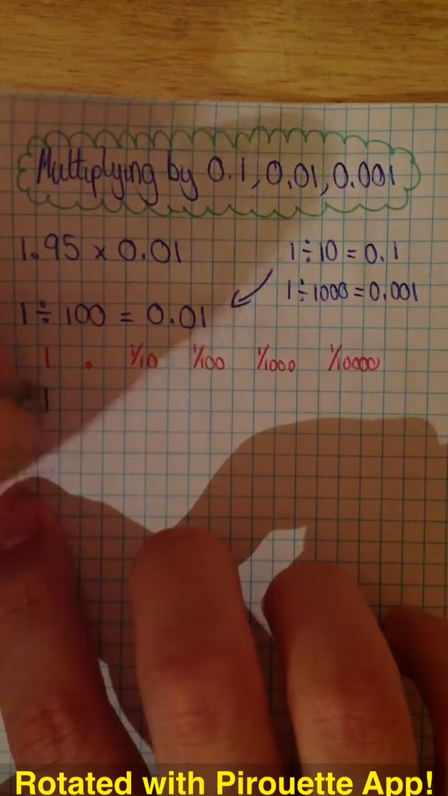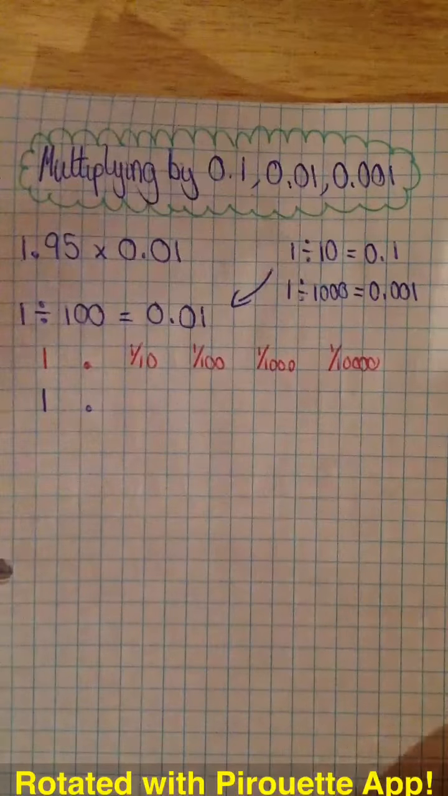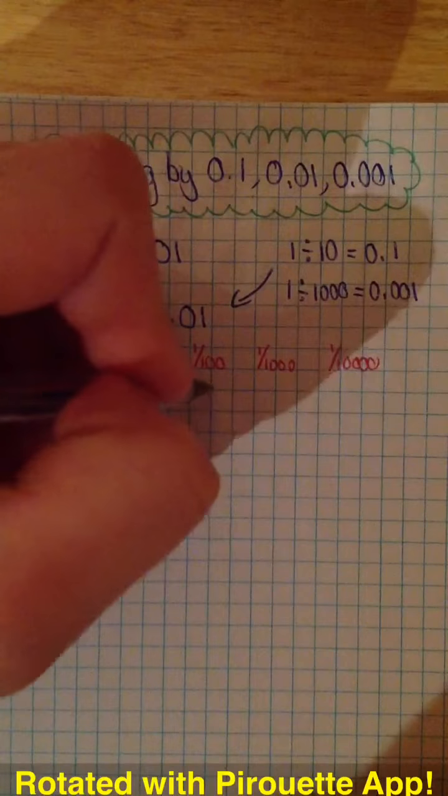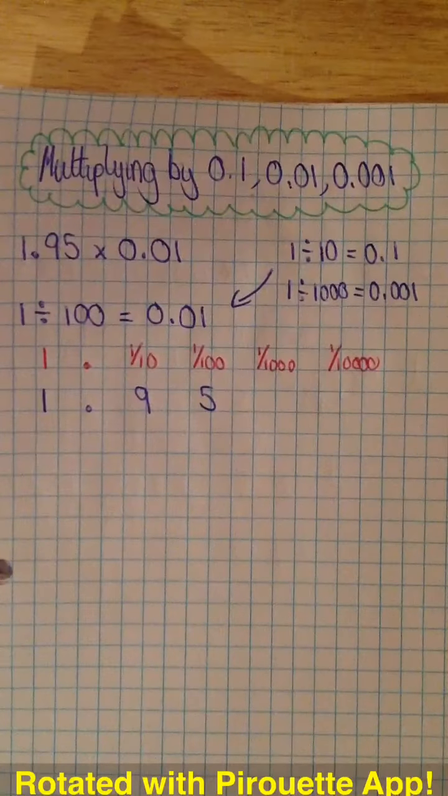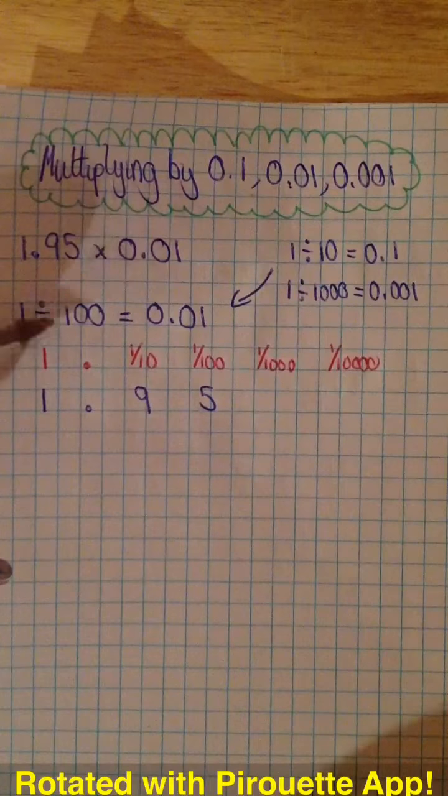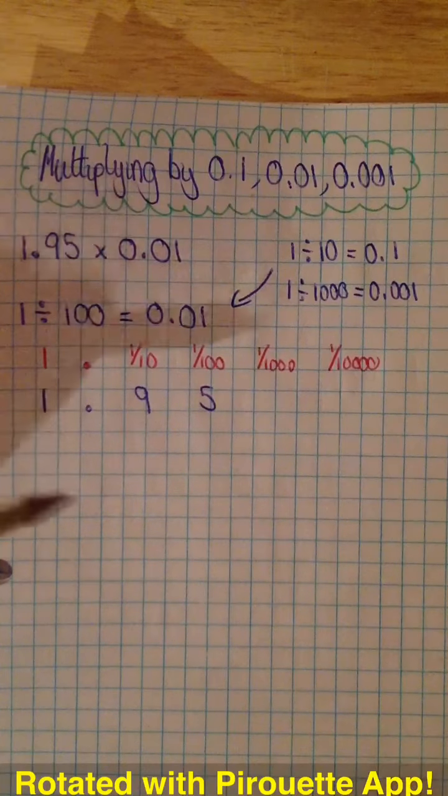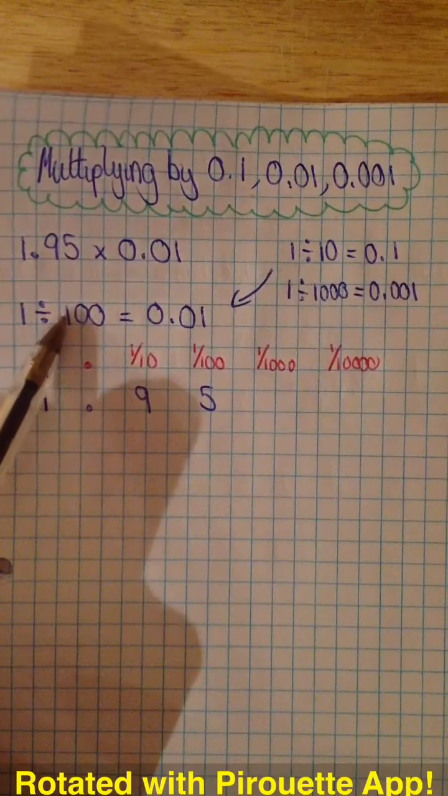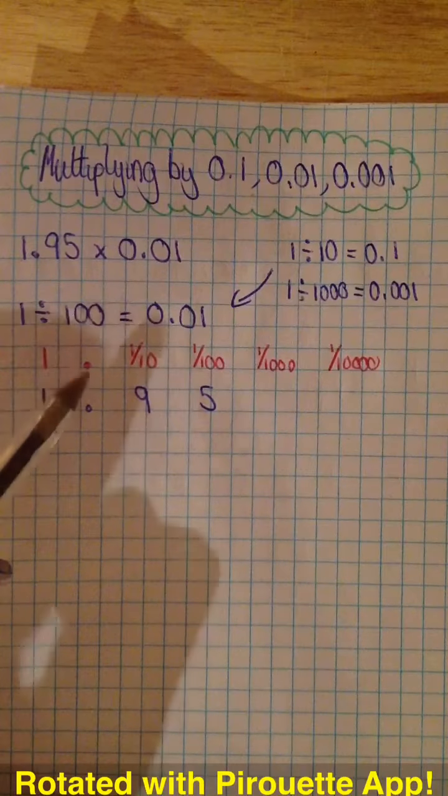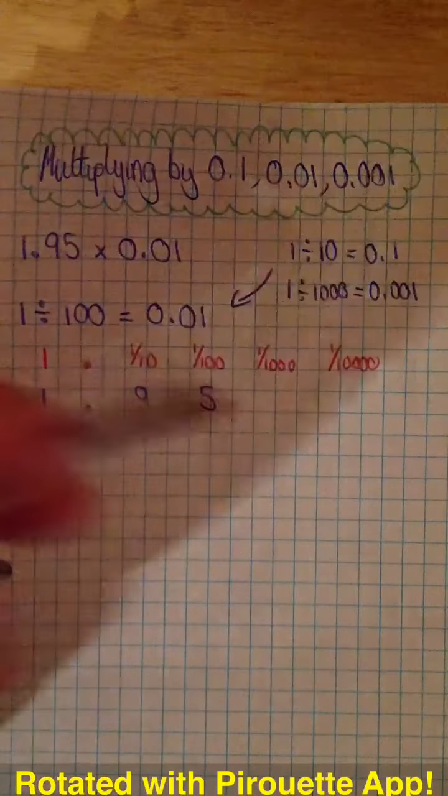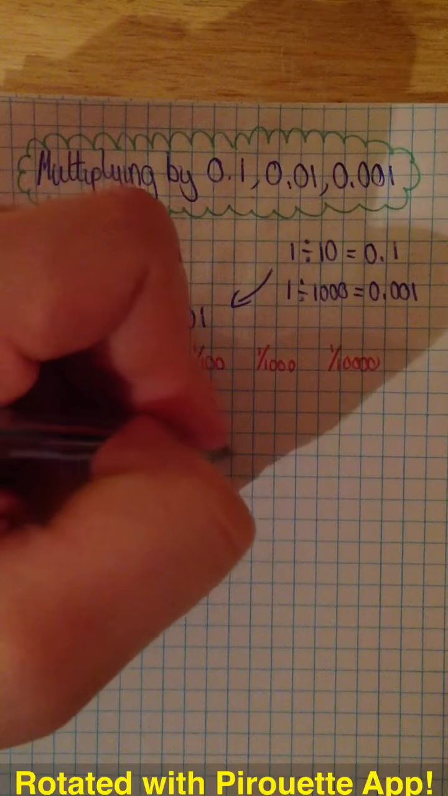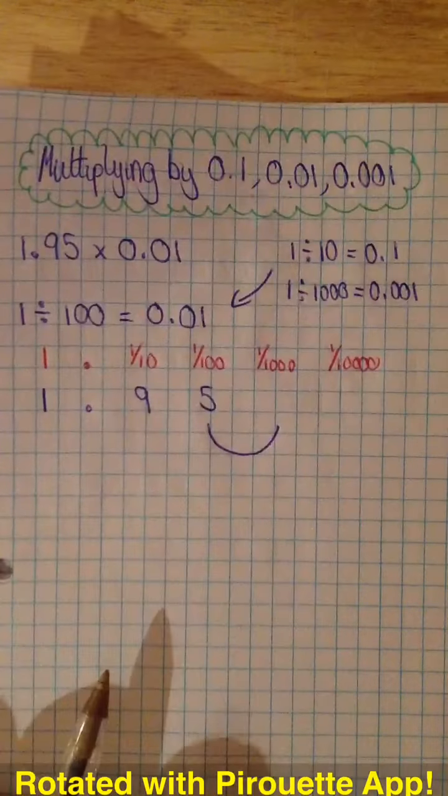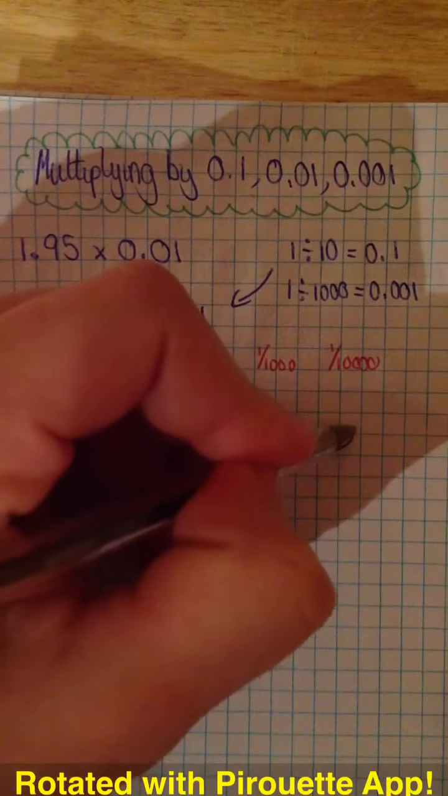Let's write 1.95 into our units table. And because we're dividing by 100, which equals 10 times 10 or 10 squared, we're going to shift everything to the right by 2 columns. So let's start with our 5, which was in our hundredths column. Shift it 1 column to the right, shift it a 2nd column to the right.